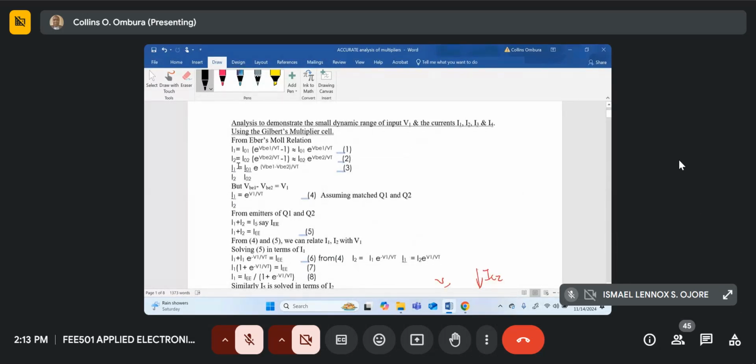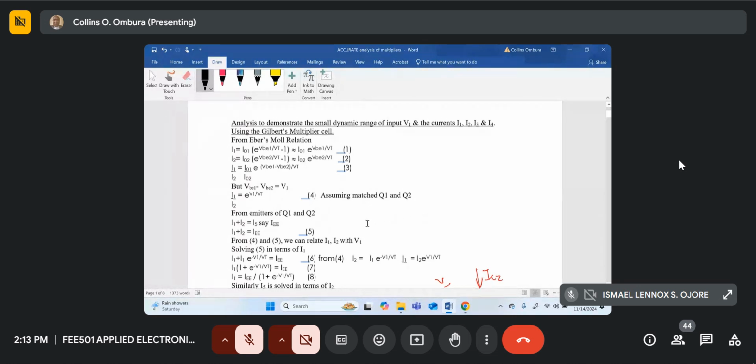Now there's this small section over here, which is the analysis to demonstrate the small dynamic range of inputs V1 when related to currents I1, I2, I3, and I4. So these are just there for you to do. This is the general differential amplifier equation.